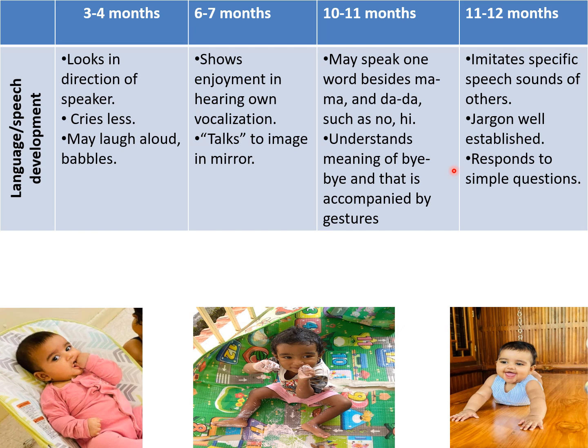11 to 12 months, they imitate specific sounds of others. Some cat or crow, they will try to imitate that sound. Jargon is well established, that is their own words. They will start forming their own words which don't have any meaning for us. Respond to simple questions. They will mostly be saying the answer no at this time.